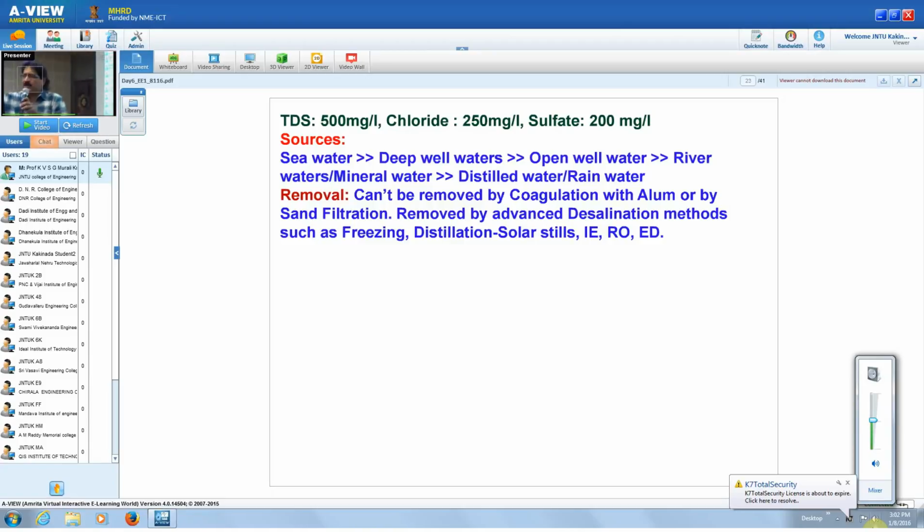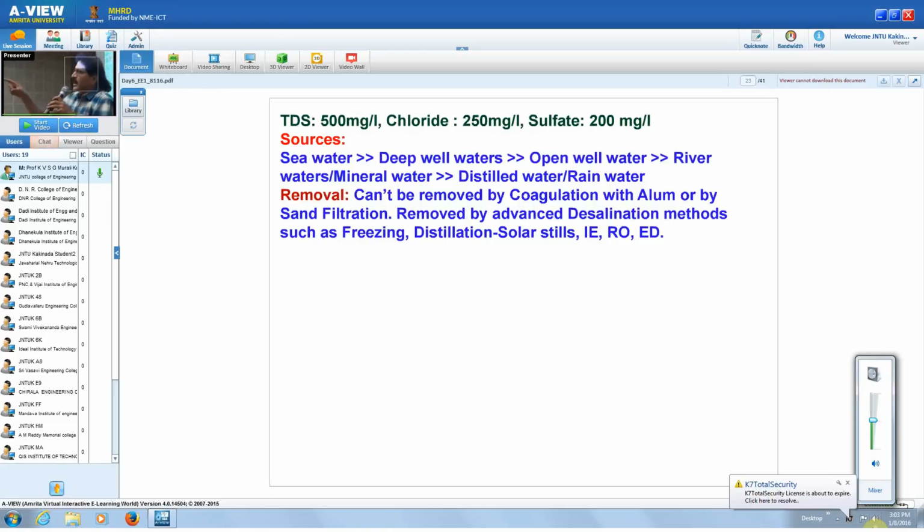Open wells in our houses have less salinity compared to water from deep wells. Open well water has much more salinity than river waters. For example, Godavari river water which we all drink, or Krishna water, all these river waters have a chloride value of around 30 mg per liter.